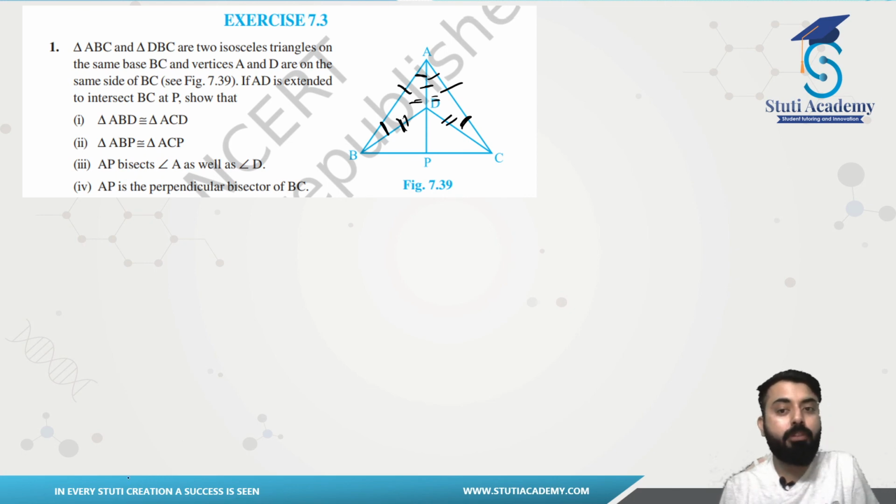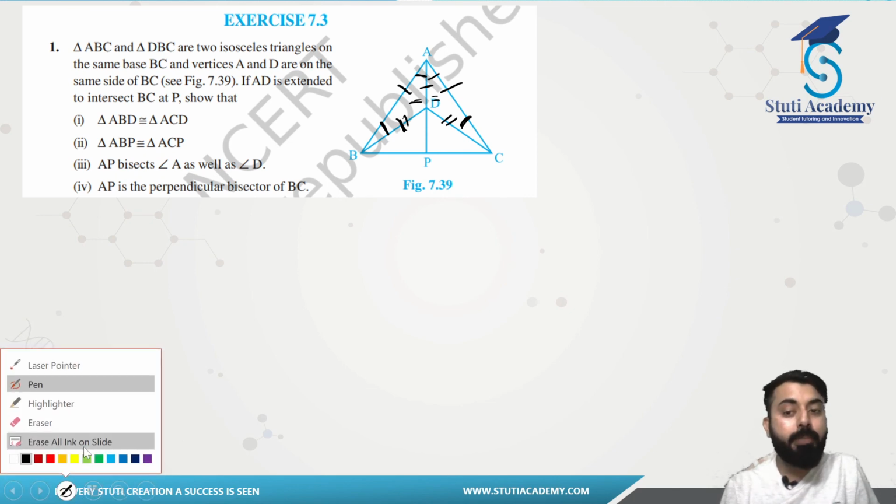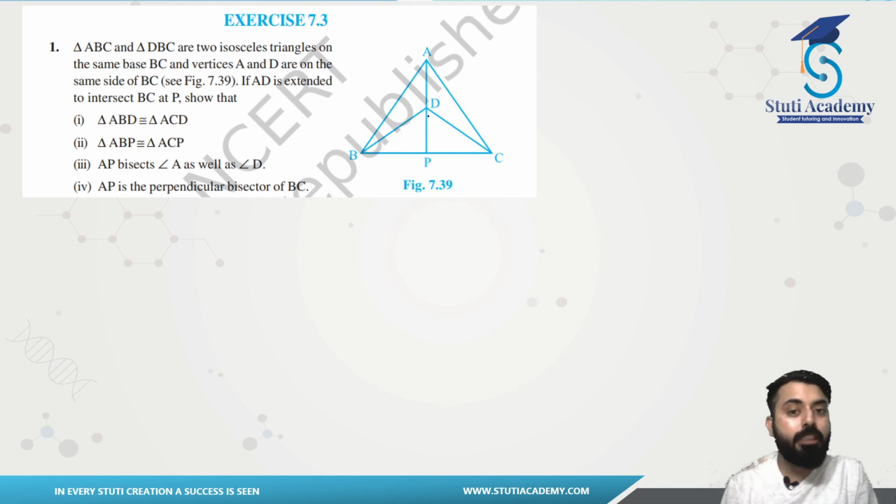Because we don't have to prove that DB and DC are bisecting angles B and C, but we do have to prove that AD is bisecting angle A, and AP is bisecting angle D also, and that the base has a perpendicular bisector. So we have to prove these two things. We don't have to go anywhere near these two angles. So I won't be going there, but let's write the solution now.